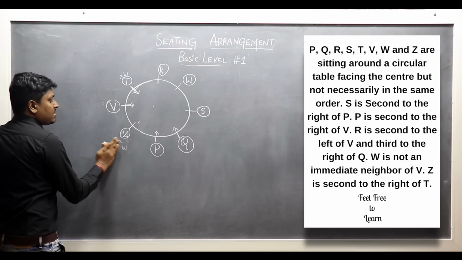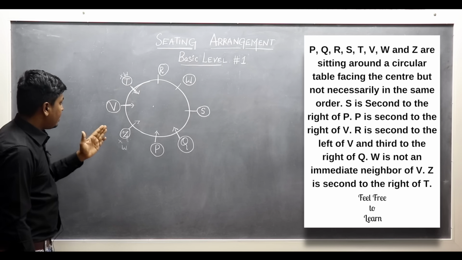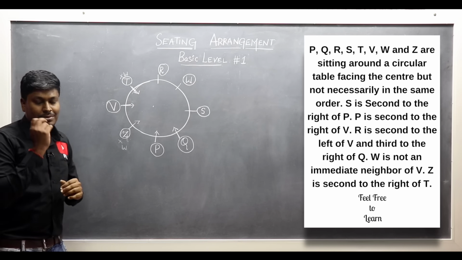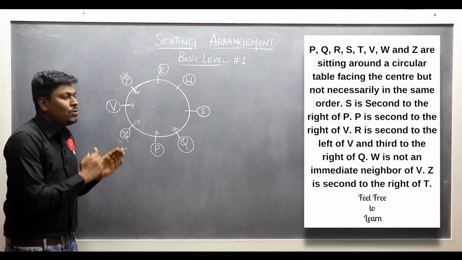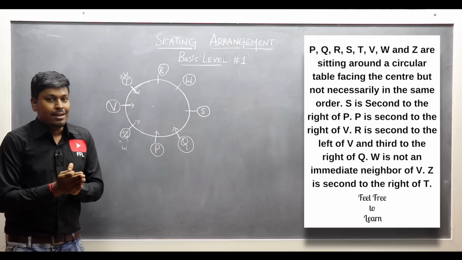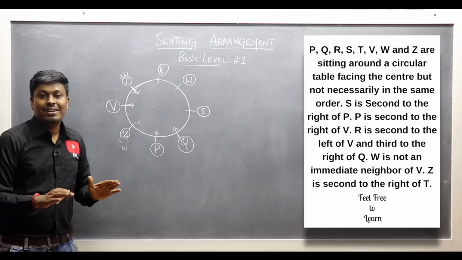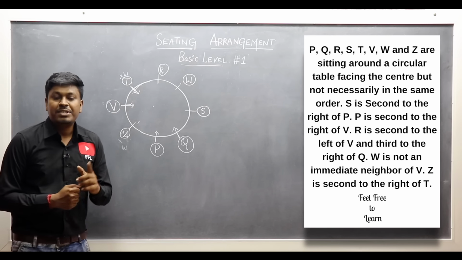That's it. So finally we can say R, W, S, Q, P, Z, V and T. So this will be the answer for arrangement number 1. Very easy. If you read the question slowly, note down all the points clearly and apply them in the diagram, you will definitely get the answer. So this will be the answer for basic level arrangement number 1.